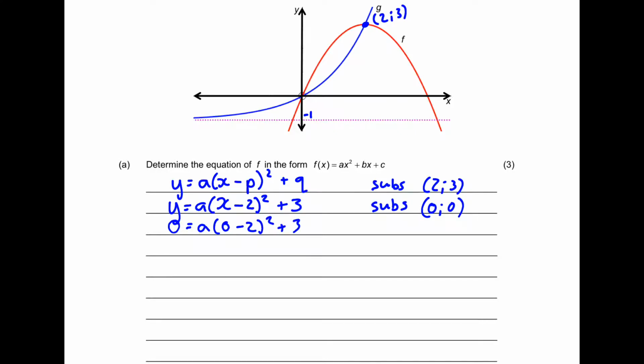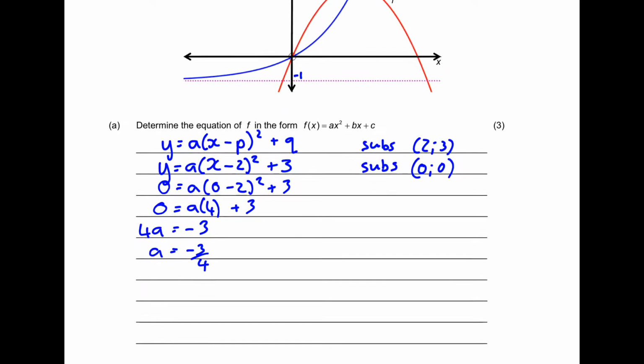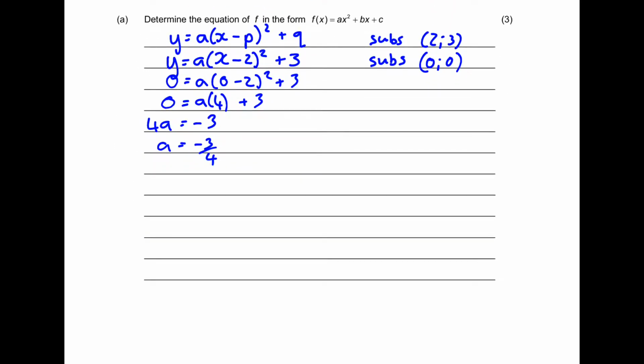And so now we solve for a. So 0 equals a into 0 minus 2, which is negative 2, squared is positive 4. So it's a times 4 plus 3. So therefore, 4a equals negative 3. So a equals negative 3 over 4. Then lastly, we substitute this a value of negative 3 over 4 back into this step of the equation. So y equals minus 3 over 4 into x minus 2 all squared plus 3.